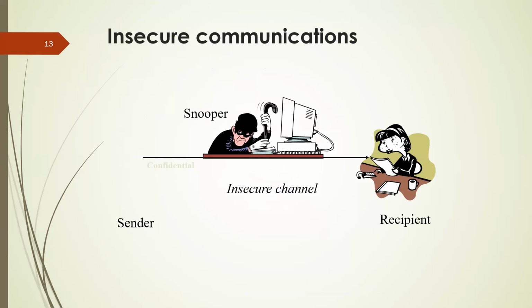Insecure communication. Information is considered insecure when its confidentiality has been broken. Look at what this snooper is doing. The snooper is just listening in to what Bob, the sender, is sharing with Alice. Alice is our recipient. And there is a hacker somewhere that is listening in. That is insecure.